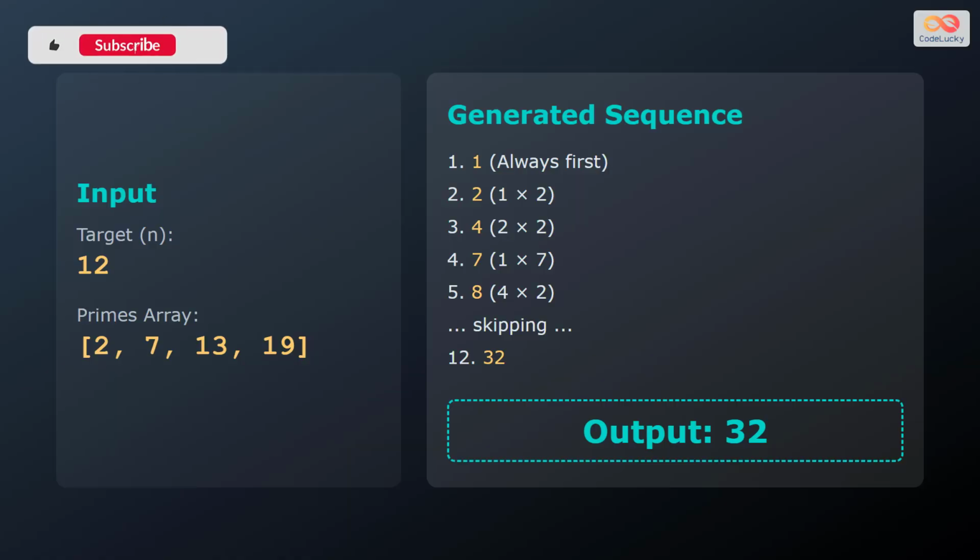Let's look at a concrete example. Suppose we need to find the 12th super ugly number, and our allowed primes are 2, 7, 13, and 19. The sequence always starts with 1. Then we generate subsequent numbers by multiplying existing ugly numbers by our primes. As you can see, the sequence grows 1, 2, 4, 7, 8, and so on. The 12th number in this specific sequence turns out to be 32.